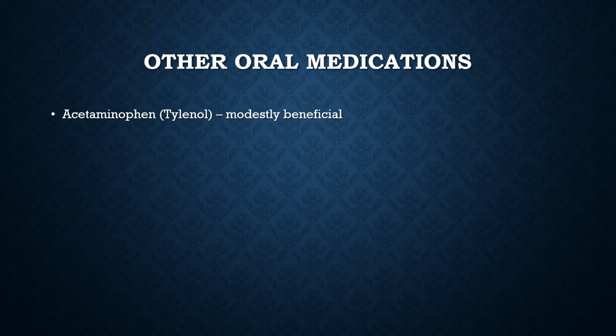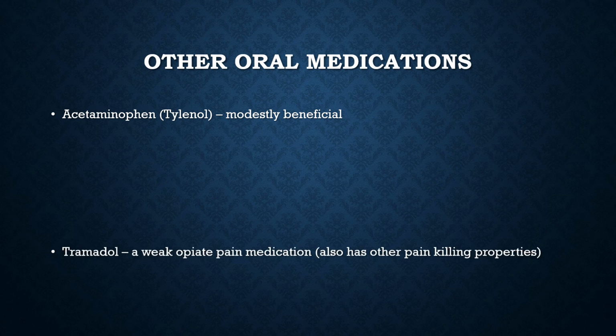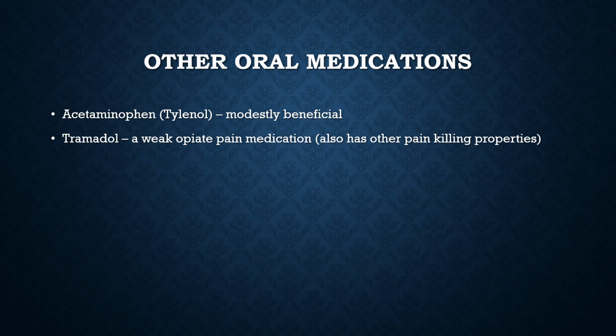Other oral medications that are sometimes used to try to help with knee osteoarthritis pain include acetaminophen or Tylenol. It's generally considered to be modestly beneficial. Tramadol is a prescription-only medication. It's a weak opioid pain medication. It also has other pain-killing properties. When the NSAIDs don't work or if you can't take them, often doctors prescribe this type of medicine.